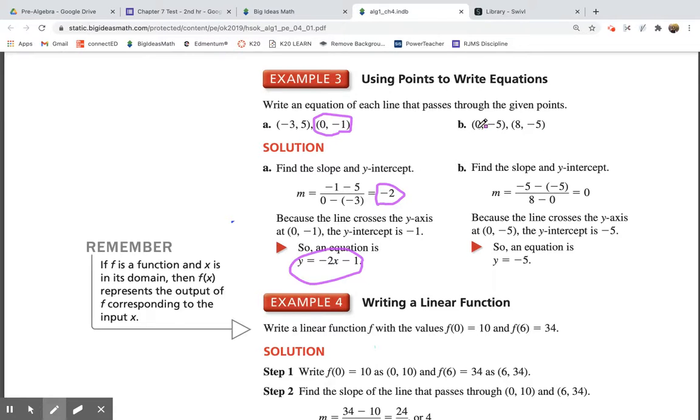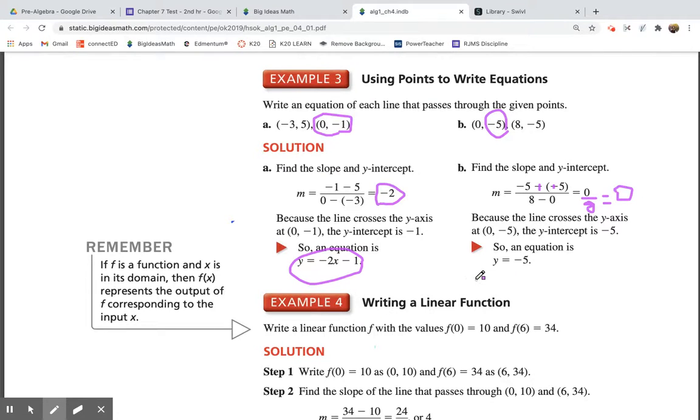On B, if we notice, this is (0, negative 5), so that is my y-intercept. We plug it into the slope formula to get our slope. y2 minus y1 over x2 minus x1. So negative 5 minus negative 5, that becomes plus. Negative 5 plus 5 is 0. 8 minus 0 is 8, but remember you can have 0 on top. 0 divided by 8 is just 0. So it has a slope of 0.